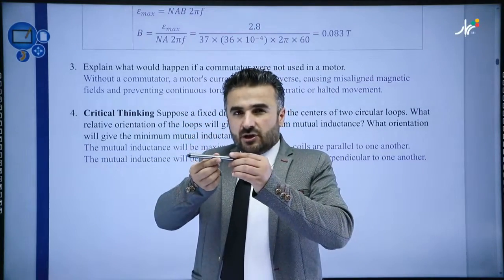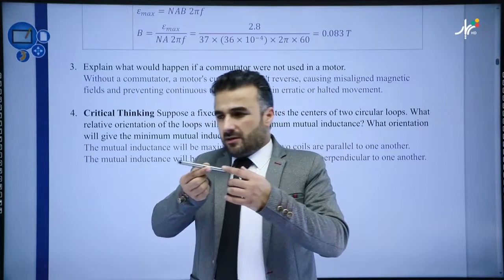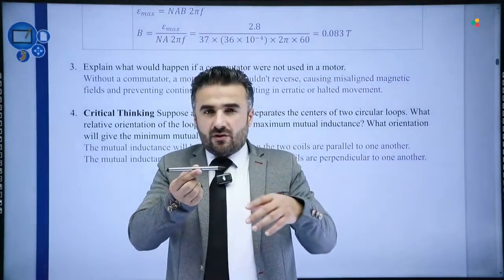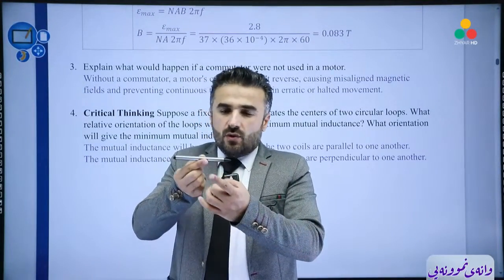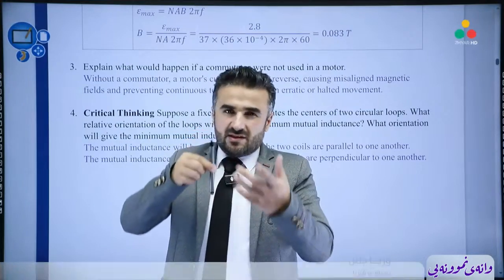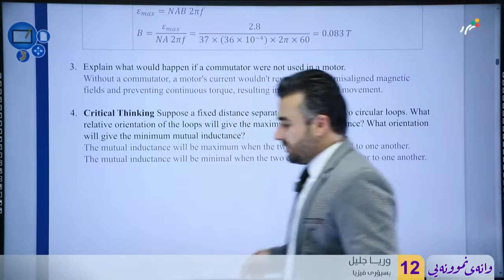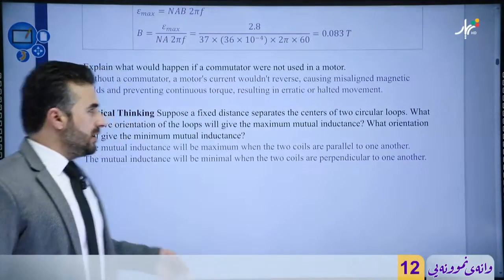Then, because of the magnetic field, the orientation of the coil has changed. So unless you change the direction of the current, the rotation will not continue in the same direction. So mainly the job of the commutator is to reverse the direction of the current so that the coil rotates only in one direction.